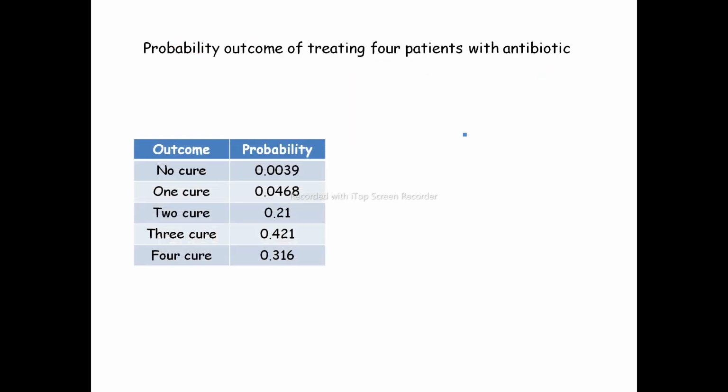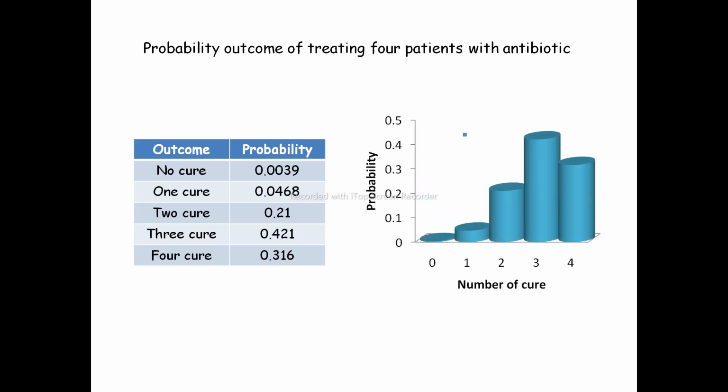Now you can write a table of outcomes: how many patients are getting cured and what all their probabilities are. With the help of this binomial distribution you can represent it in a graphical manner also. It is very nicely understandable how many people are getting cured and what the probabilities are of those people getting cured.